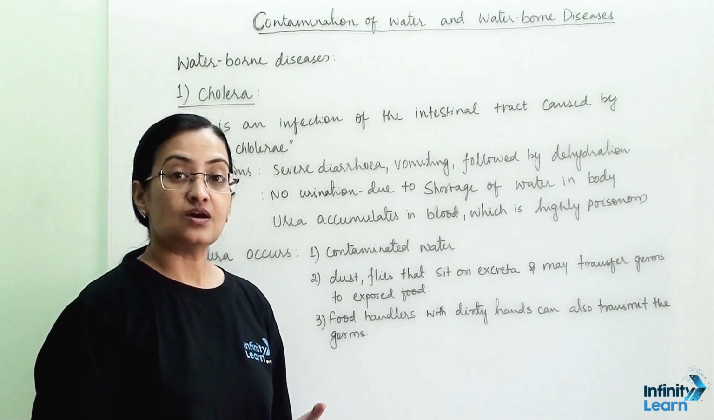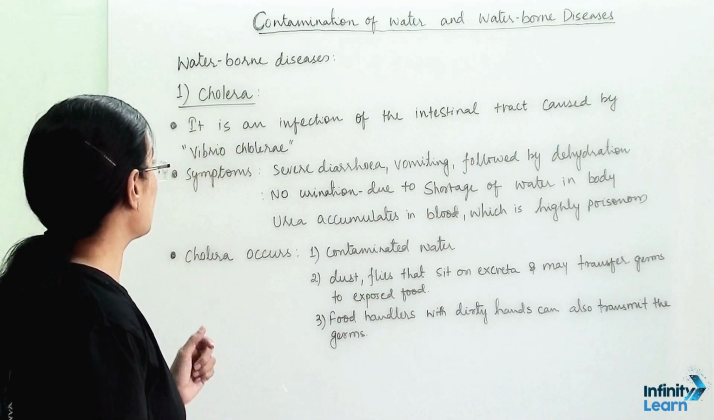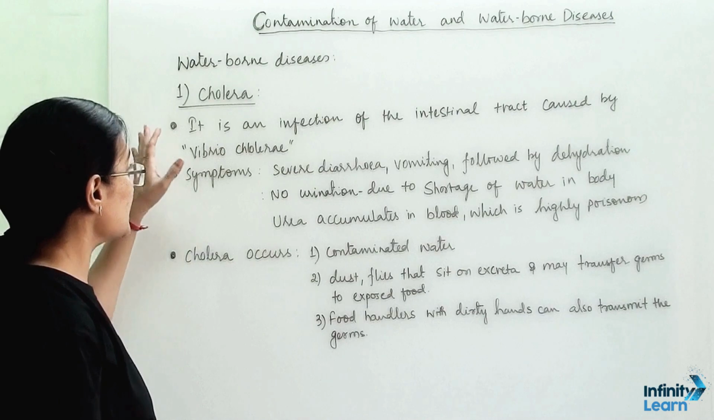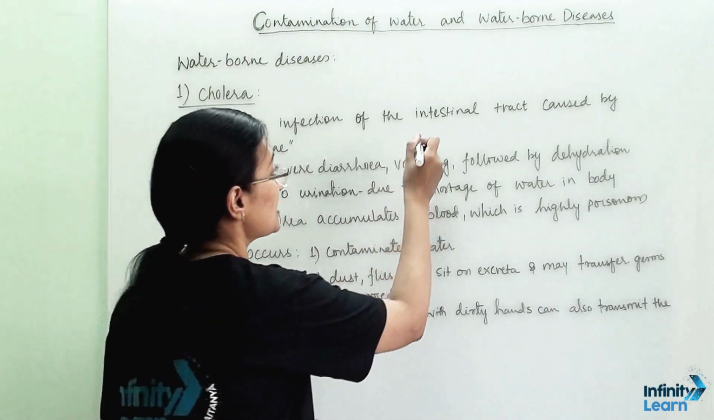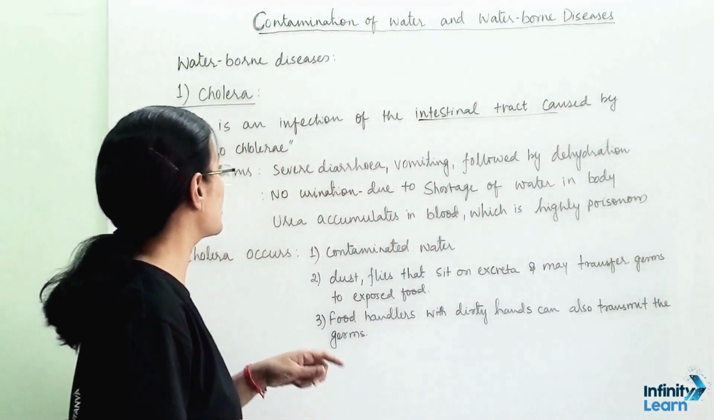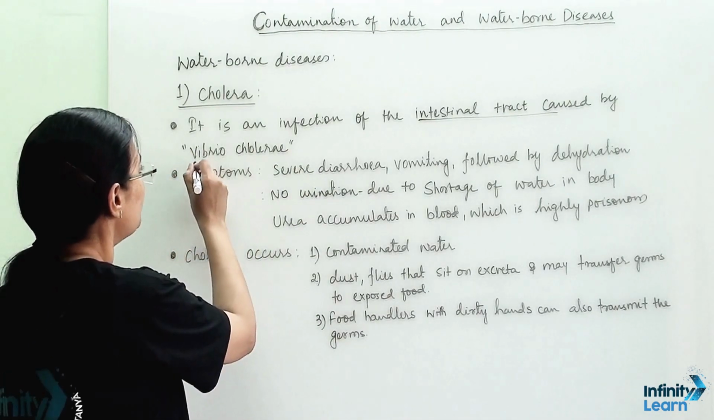Now let us discuss waterborne diseases, and the first one we are taking is cholera. It is an infection of the intestinal tract and it is caused by the bacteria called Vibrio cholerae.